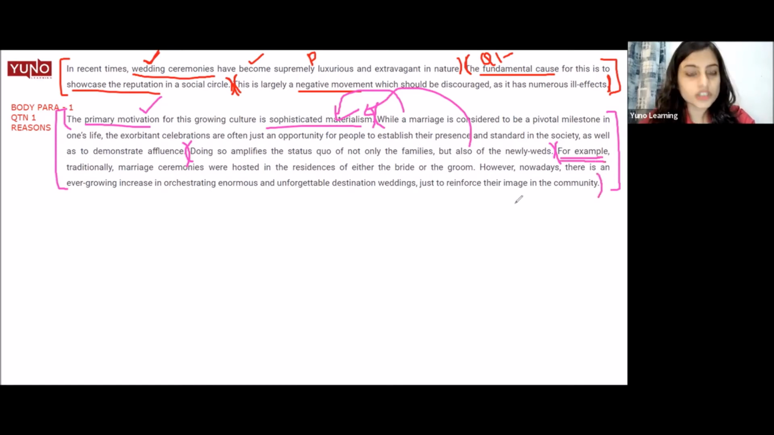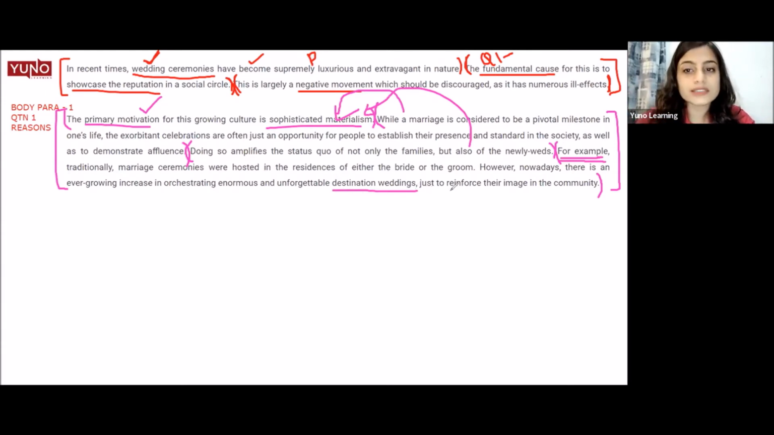So I say that traditionally, I'm making a comparison now. I'm talking about traditionally and I'm talking about the present day scenario. So traditionally, ceremonies were hosted in residences, in houses. Yes, that is true. However, nowadays, there is an increase in orchestrating enormous and unforgettable destination weddings. So this is a trend which everybody has heard of. And it is something that has been happening lately. It is not something that was present a few years back, right?